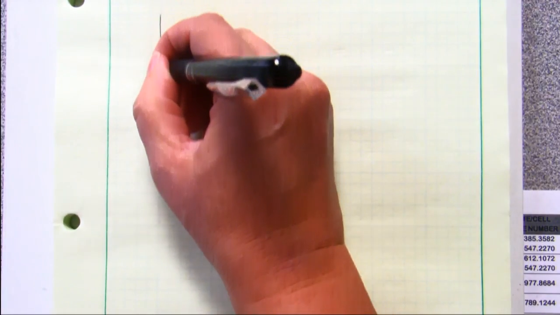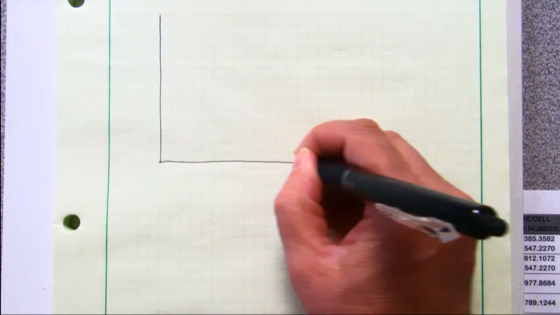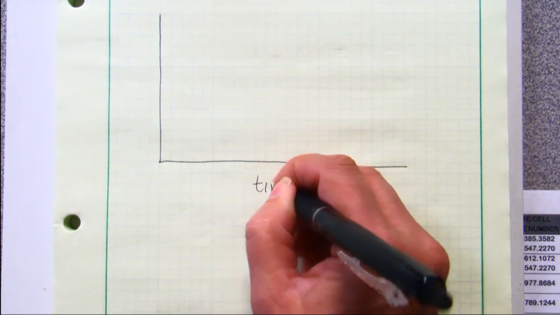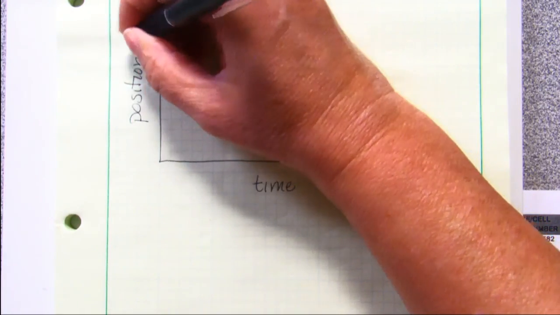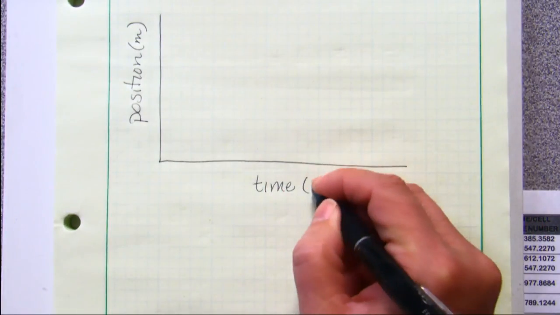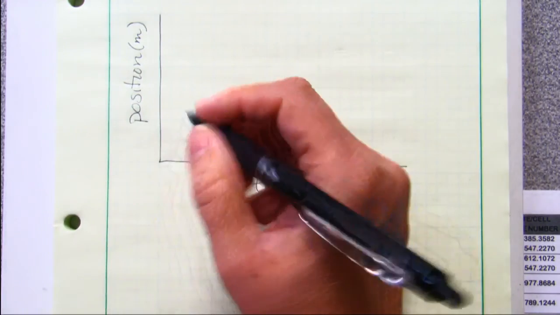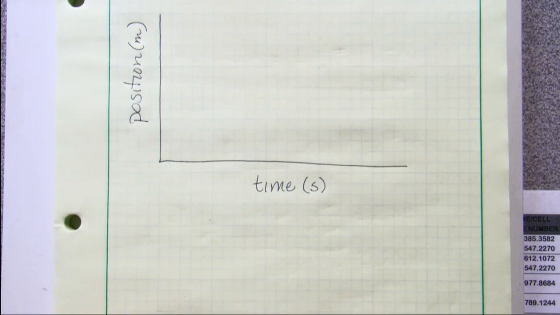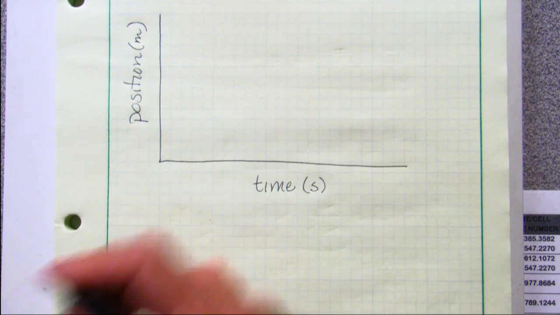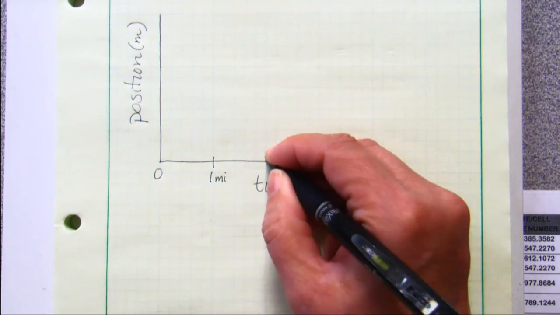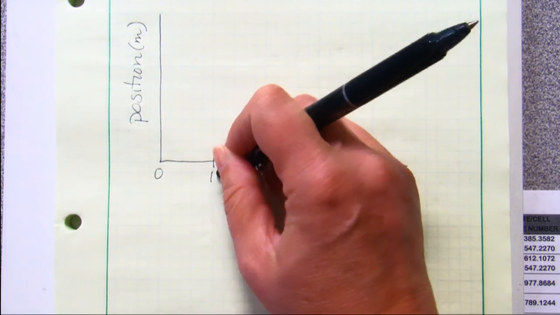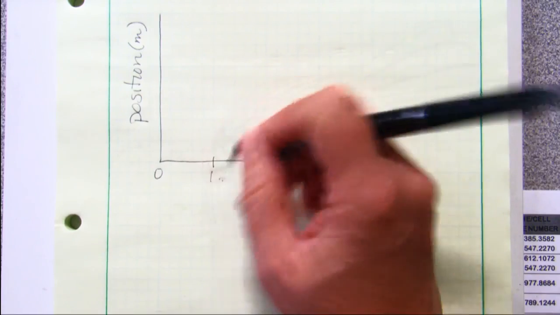So we can do a graph. And we can do a position versus time graph. Positions in meters, times in seconds. And we're going to describe the motion of a car. Okay? And we're going to start at 1, and we're going to do 1 mile, and we're going to do, oh, this is time. So let's go ahead and do it this way.